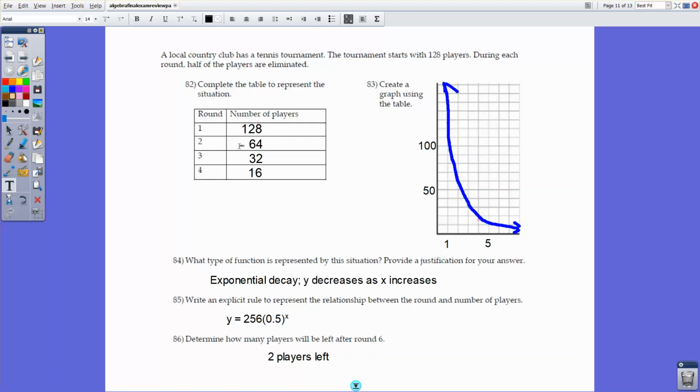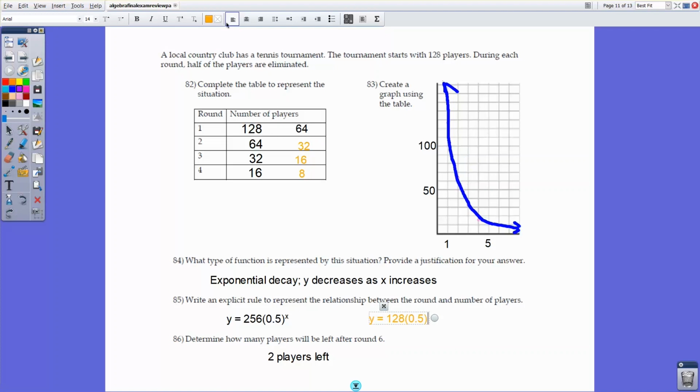So technically, I'll change the color just to show you here. I don't want to leave the old discussion up as well. 64, 32, 16, 8. So technically those would be your numbers, which means your function would actually be y equals 128 times 0.5 to the x.